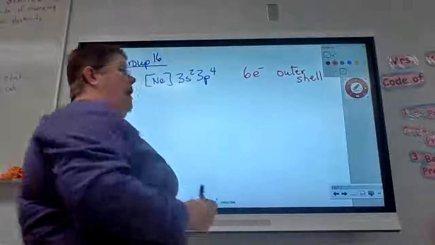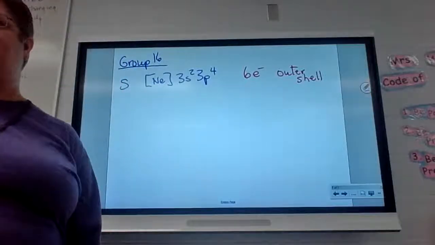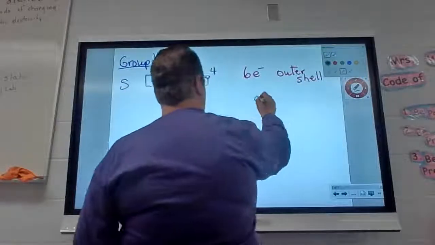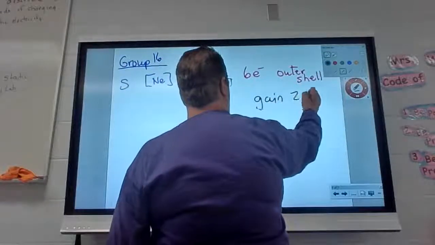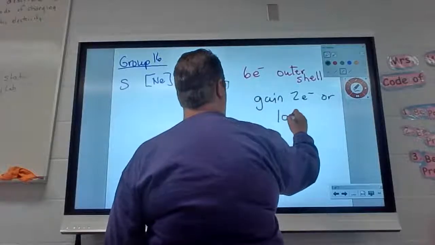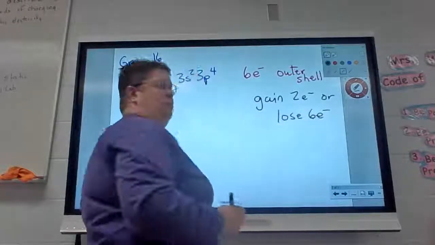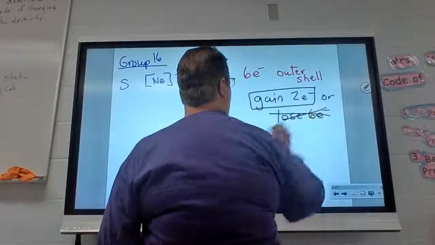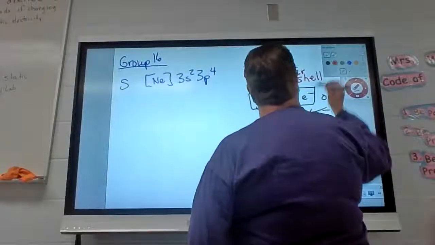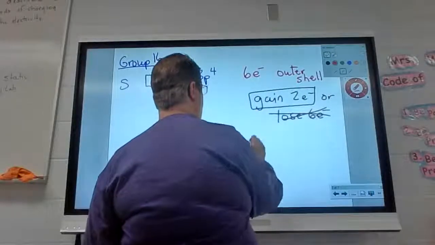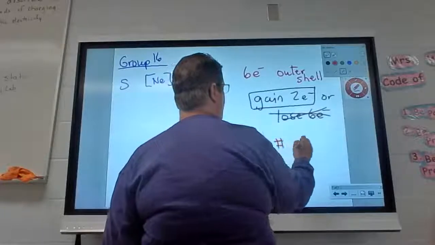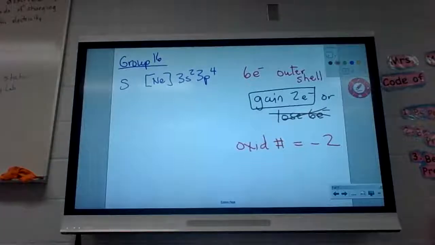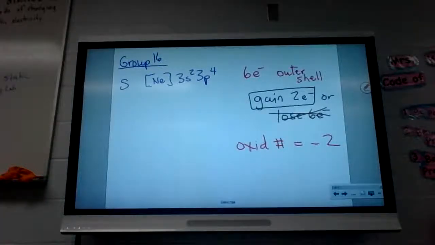So this time, what are my options to get to the magic number of 8? Okay, we can gain 2. Or we can lose 6. What's easier? Gaining 2. So, what's my oxidation number going to be if I gain 2? Okay? Questions? Any questions?